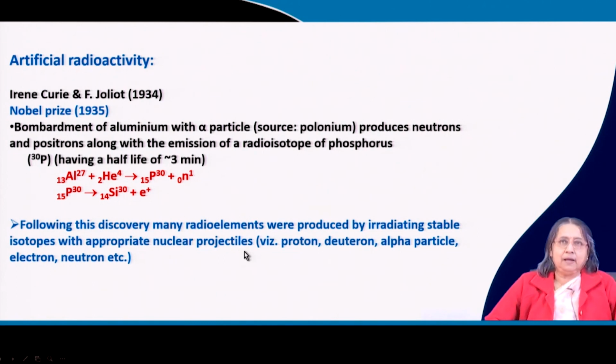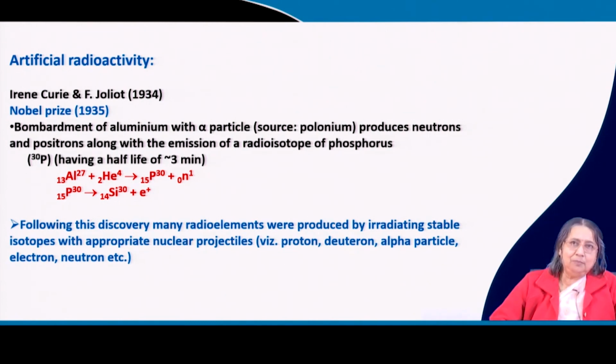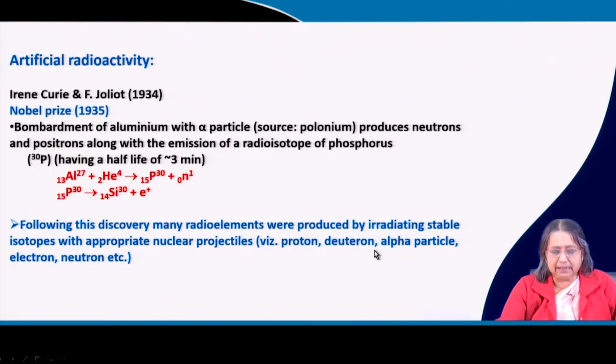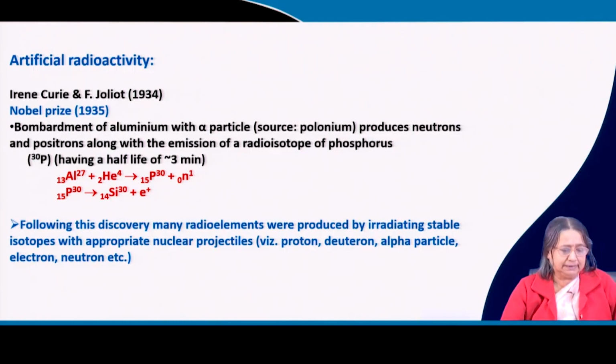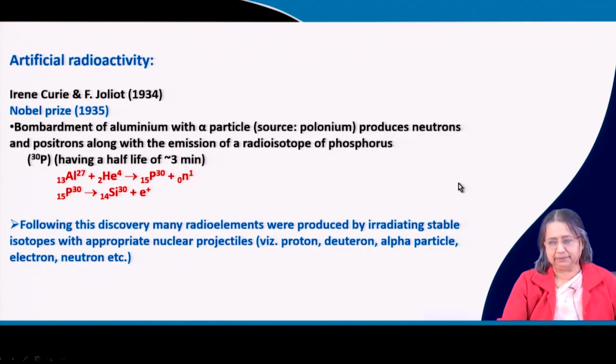What are projectiles? They are the particles with which you can bombard a nucleus. They can be protons, deuterons, alpha particles, electrons, or neutrons. With high speed they bombard the nucleus, and they are called projectiles. This is a very important experiment, and they got the Nobel Prize for this discovery of artificial radioactivity. In one family, Madame Curie got 2 Nobel Prizes, and this is the 3rd Nobel Prize in the same family, for Madame Curie's daughter.